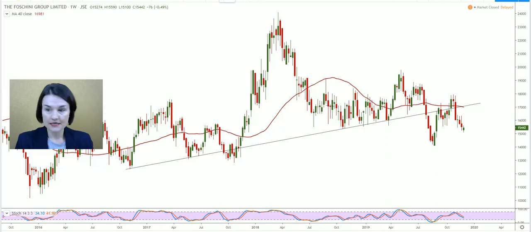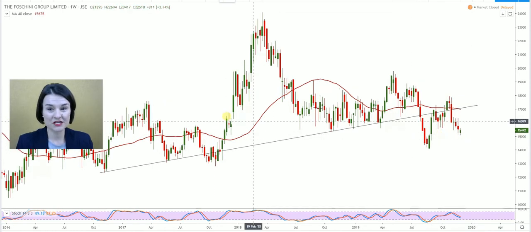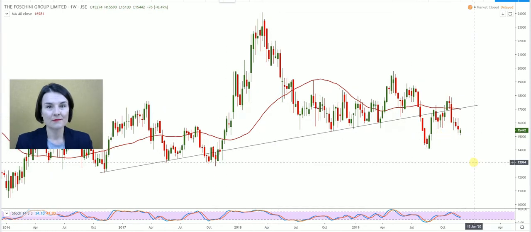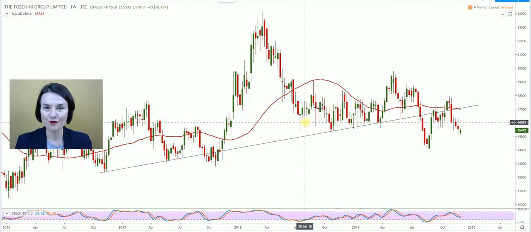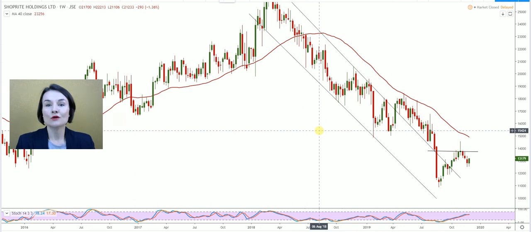All right. So would you rather consider a buy or a short here on Foschini? Maybe a short position if you look at the head and shoulders, but if you look at a daily graph, maybe a long position because it might bounce from oversold levels. Bruce wanted us to look at Shoprite.